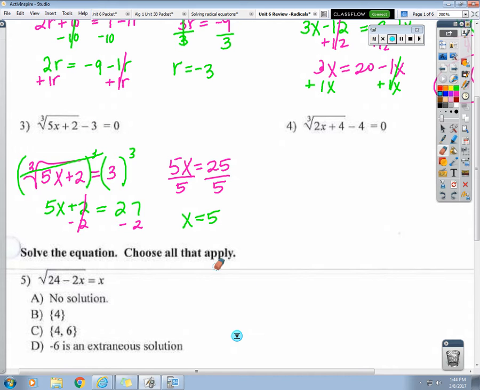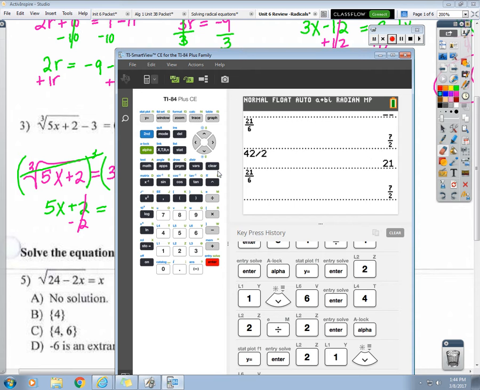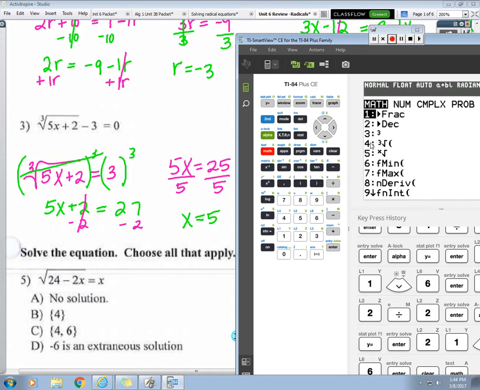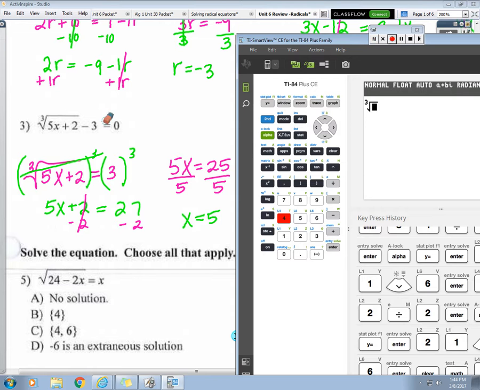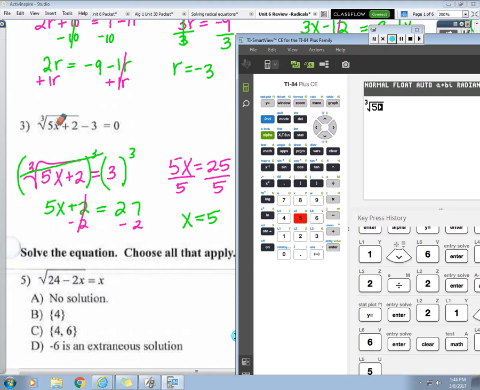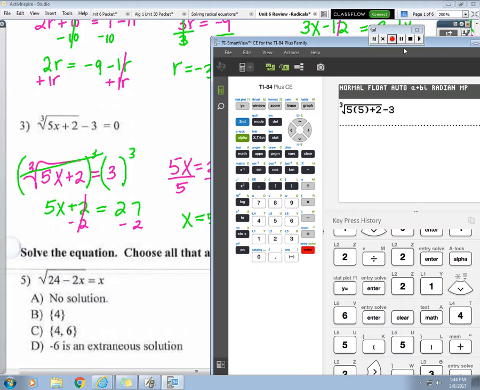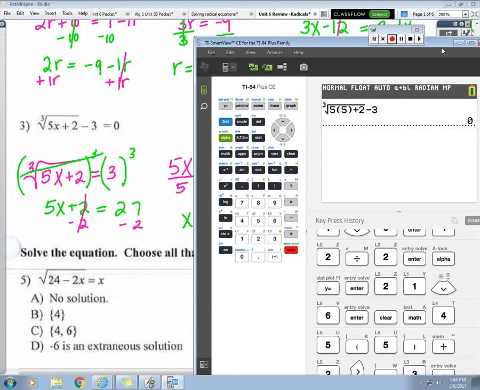Okay, to check it for this one, I'm going to use the calculator since it's a cube root. How do I type in a cube root in the calculator? Math 4. And then look, 5x. But in the x place, I'm saying it's 5. So I'm going to put 5 in parentheses in the x place. Then plus 2. Then I need to go outside of the root to type in the minus 3. And if 5 is indeed the right answer for x, what will I get when I hit enter? 0. And I did. So that means 5 is a good answer.